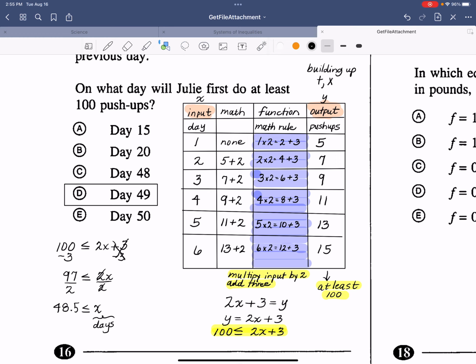So it would have to be, we can't drop down to 48. It has to be bigger than 48 and a half. And the first choice I would have there would be 49. So I would go with option D. That is a good, hard problem.